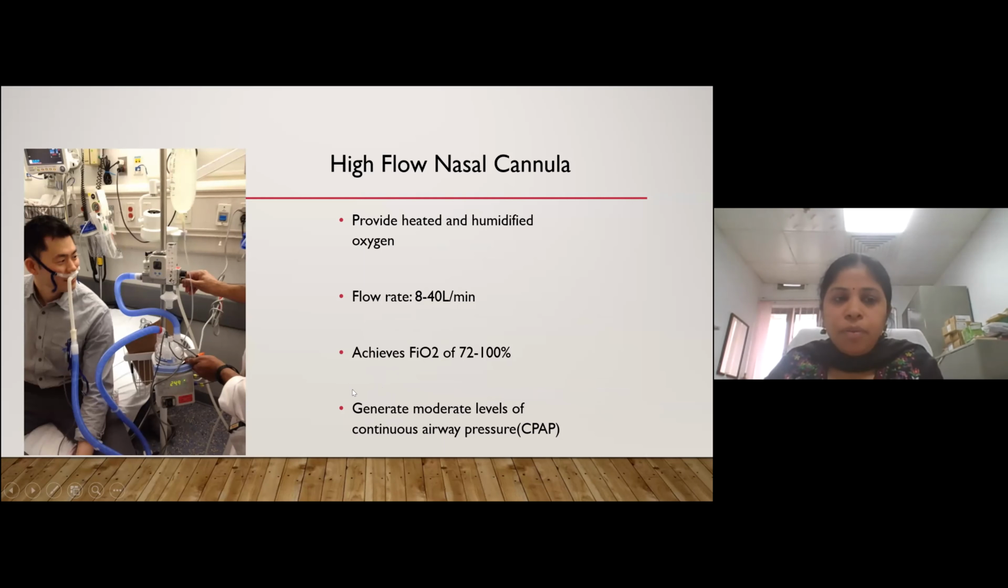And by virtue of flow rates, it can generate some amount of positive end-expiratory pressure. So they can be helpful in children or infants where there is associated increased work of breathing. So they are heated, they are humidified, and they can give some amount of PEEP as well.